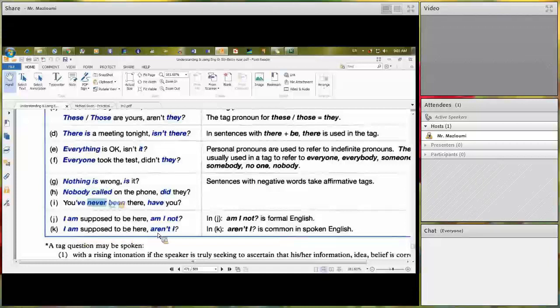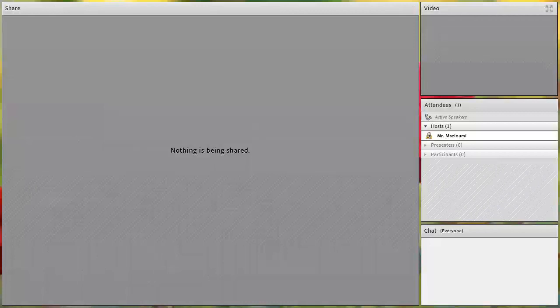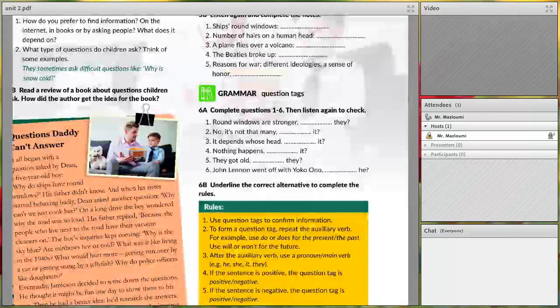I'm supposed to be here. Am I not? So, am I not, as it says here, is formal English. And I'm supposed to be here, aren't I? Aren't I is common in spoken English. Hope it was easy, everyone.